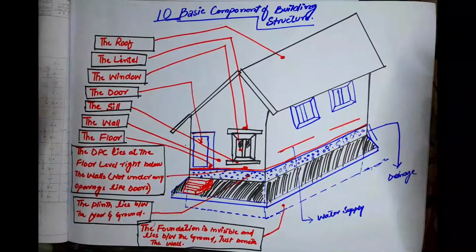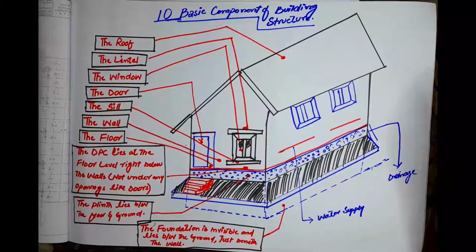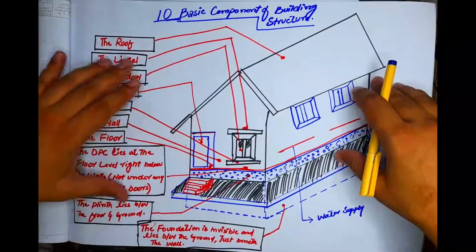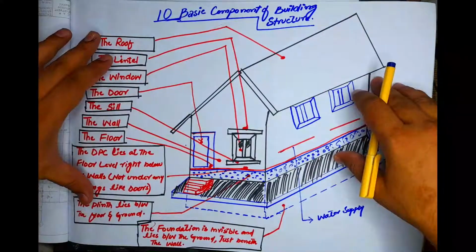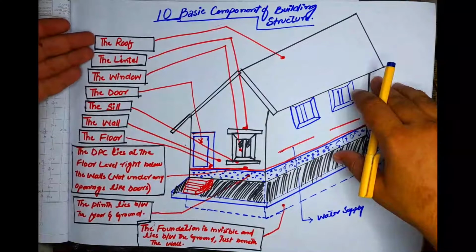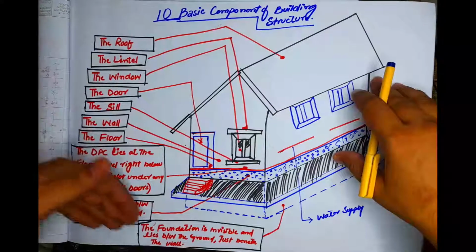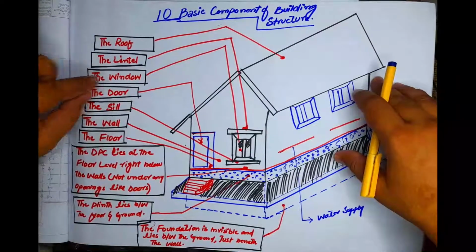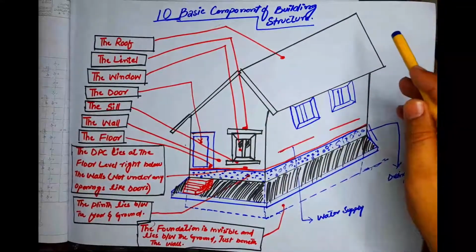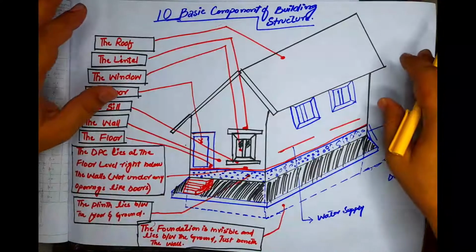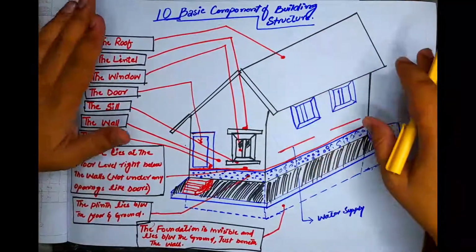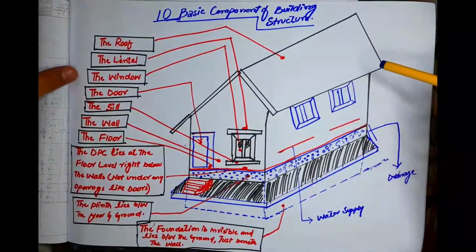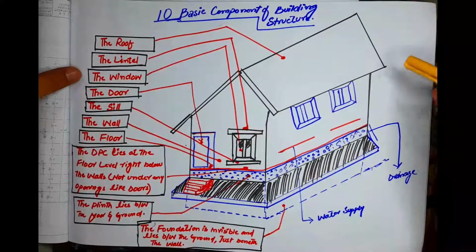Actually, there are many components of a building, but these 10 are the basic components. Basic means that if we remove any one of these 10 components, the building will be totally incomplete and it will affect our life directly. So what are the basic components of the building?